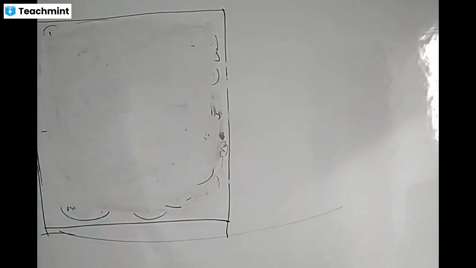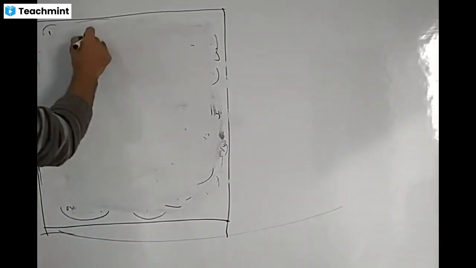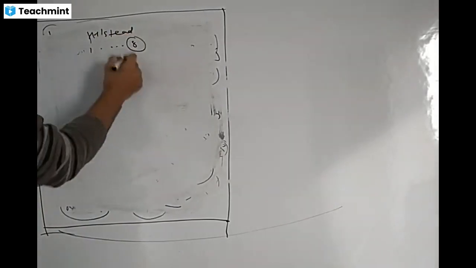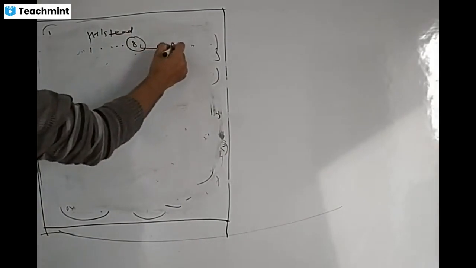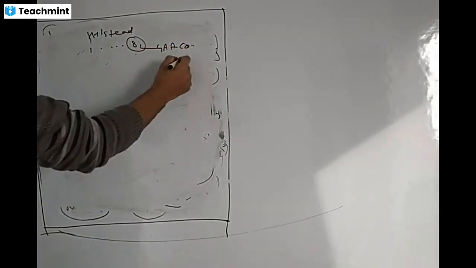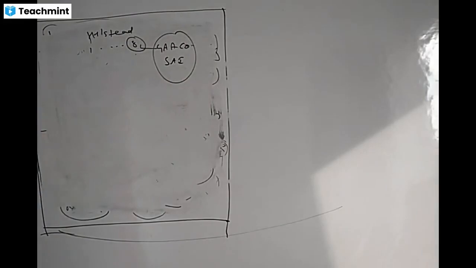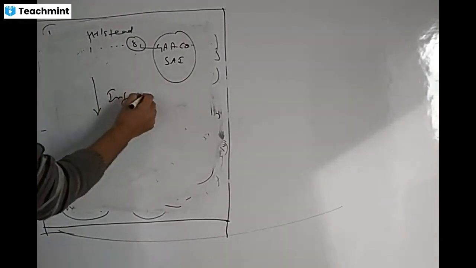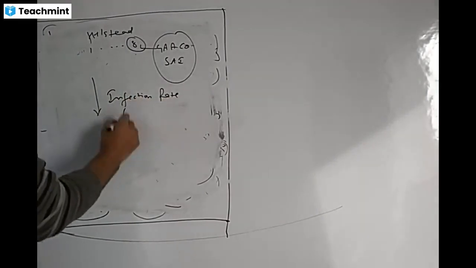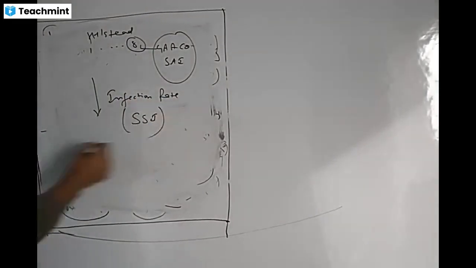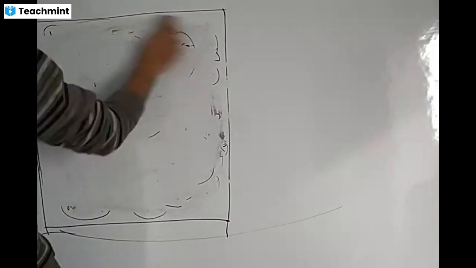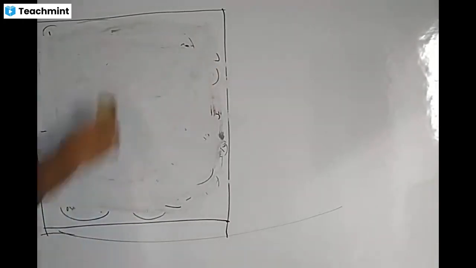So these were some of the principles. The Halsted principles, 1 to 8, total 8 principles, that is JACO SAI. If we follow these principles, we can reduce the infection rate, also called surgical site infection. So these were the Halsted principles.